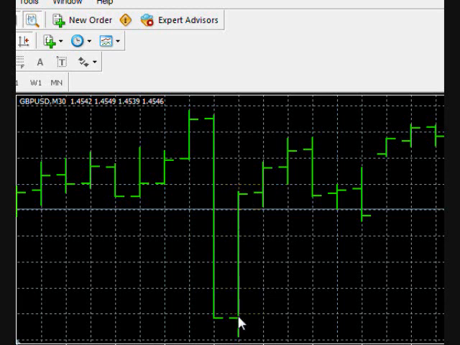Now, after the entry here, we would have immediately placed a stop loss at 1 pip below the lowest point of the entry bar. And that would be somewhere around here. So let's go ahead and move on to the next example.